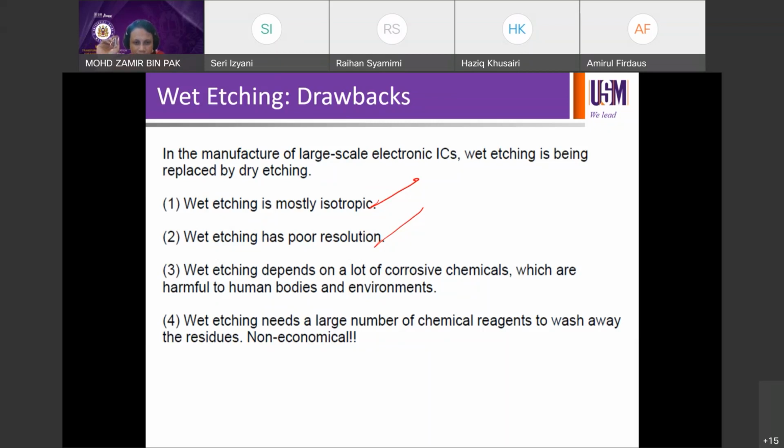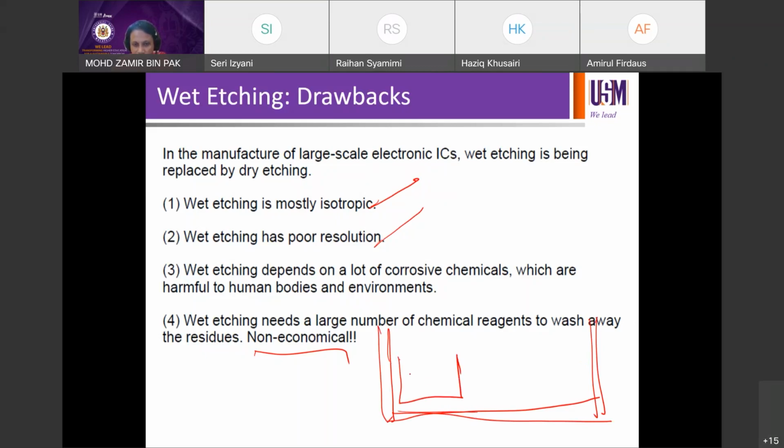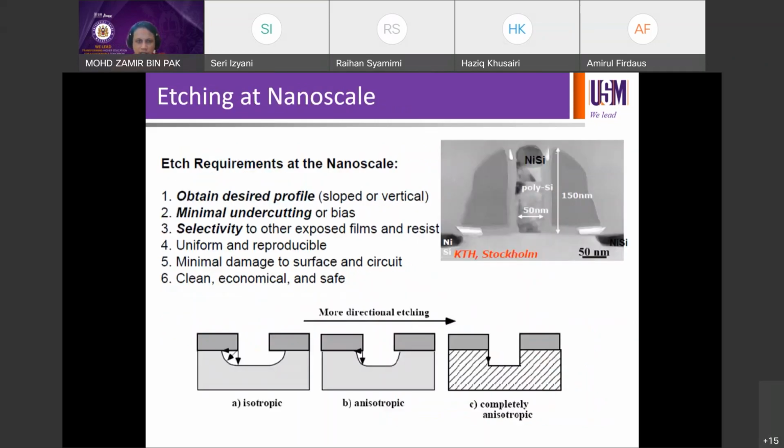Wet etching depends on a lot of corrosive chemicals which are harmful to human bodies and environments. Wet etching needs a large number of chemical reagents to wash away the residues, which is non-economical. Because it uses a bath, a big sink, a chemical bath. Then you have one batch of wafers, 25 wafers, another batch 25, another batch 25. The longer it is, the more wafers go in. So it's a batch kind of processing.